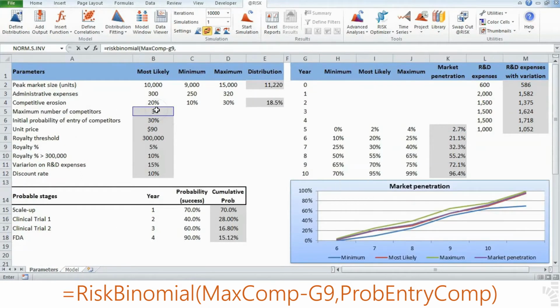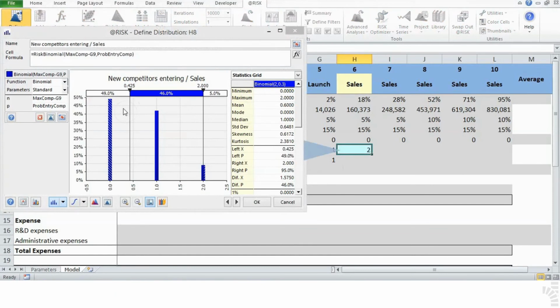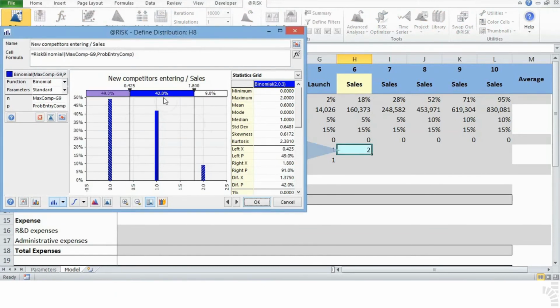Observe that this formula subtracts any competitor that has previously entered the market the previous year from the potential base of the binomial. For example, if one potential competitor would have entered the market on the previous year, as it is shown on cell G9, then the first parameter for the binomial would be 2. There would only be 3 possibilities, given that there is already one competitor in the market: a 49% probability that on this year no additional competitors will enter the market, a 42% probability that exactly one will enter the market, and a 9% probability that both remaining competitors will enter the market.